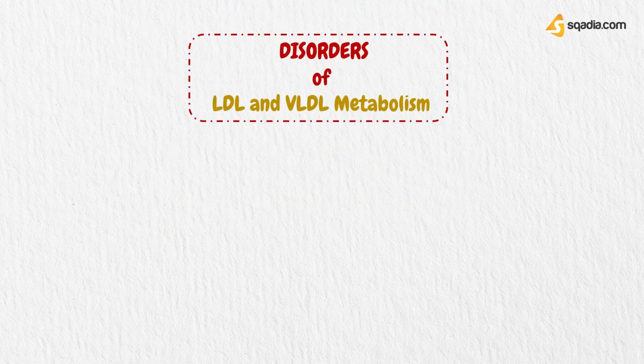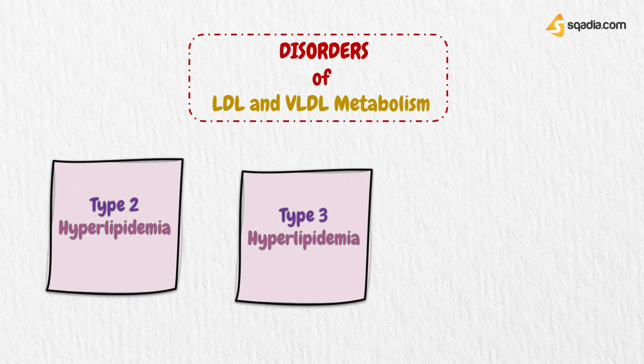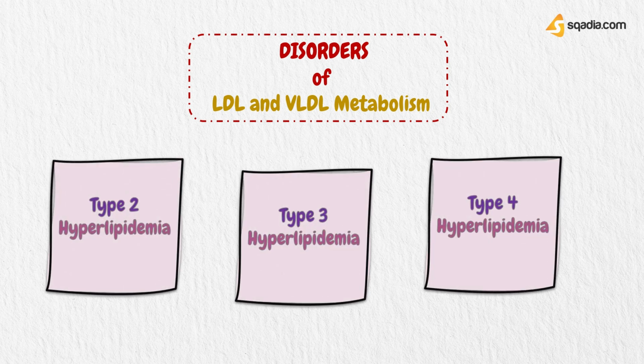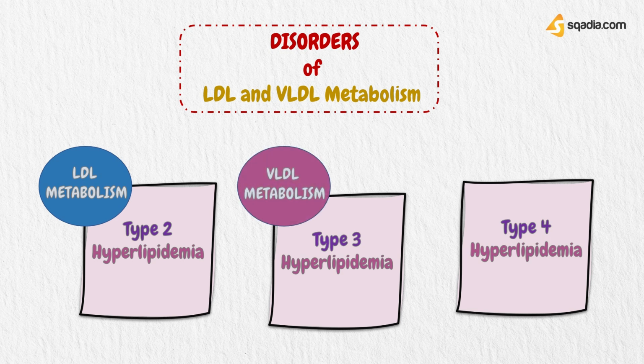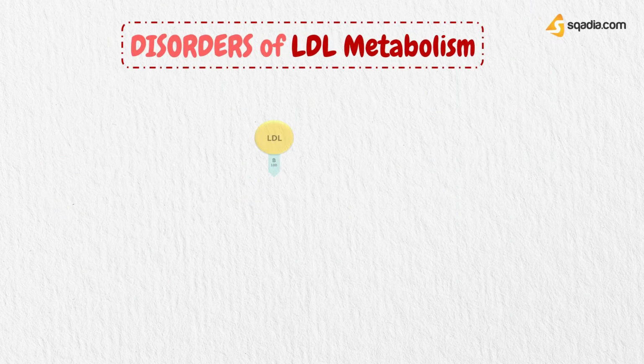Disorders of LDL and VLDL include type 2 hyperlipidemia, type 3 hyperlipidemia, and type 4 hyperlipidemia. Disorder of LDL metabolism includes type 2 hyperlipidemia, whereas disorders of VLDL include type 3 and type 4 hyperlipidemia. Let's begin with the disorder of low-density lipoproteins, or LDL metabolism.